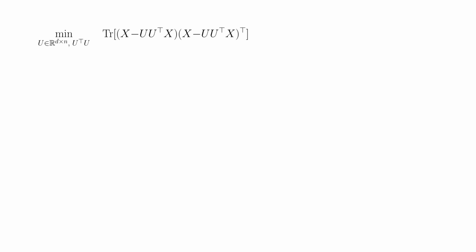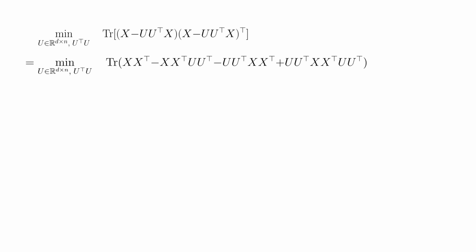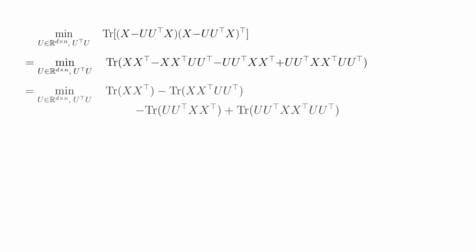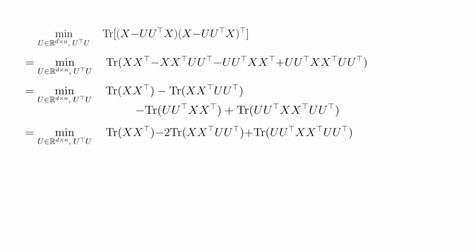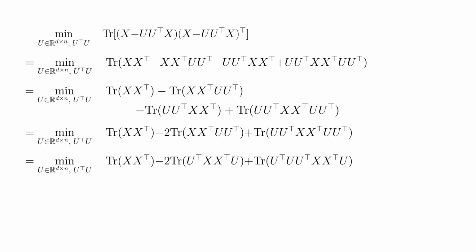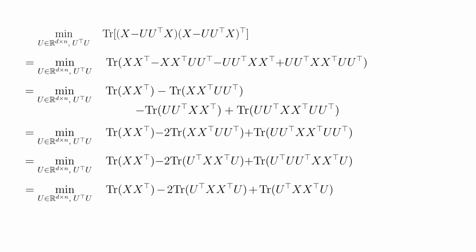With the lemma in mind, we rewrite our objective function as the trace of (X minus UU transpose X) times (X minus UU transpose X) transpose. We then expand and simplify our expression to get this. Using the first property of trace, we can break the expression into 4 parts. We collect the terms in the middle as the trace of a matrix is equal to the trace of its transpose. Using the second property of trace, we can move the U transpose matrix to the front. And then, as U transpose U is equal to the identity, we get that our final expression is trace of XX transpose minus trace of U transpose XX transpose U.